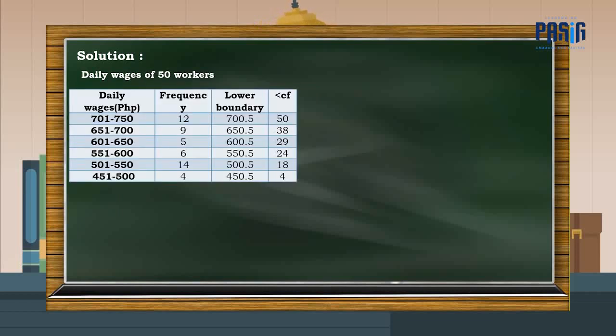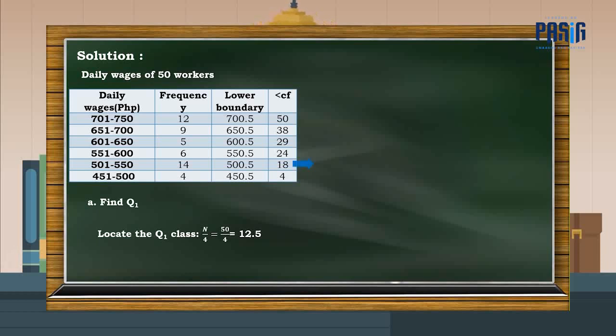Next, to get the less than cumulative frequency, start with the frequency of the lowest class interval. Then add the frequency of the next higher class interval. So we start from the class interval 451 to 500. Frequency is 4. Then 4 plus 14 is equal to 18. 18 plus 6 equals 24. 24 plus 5 equals 29, and so forth.